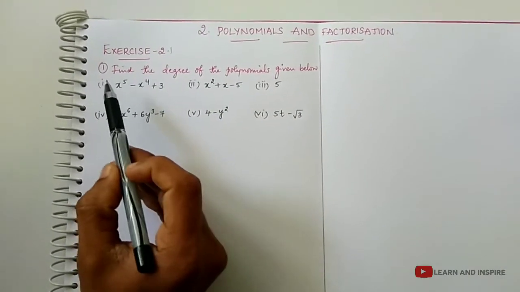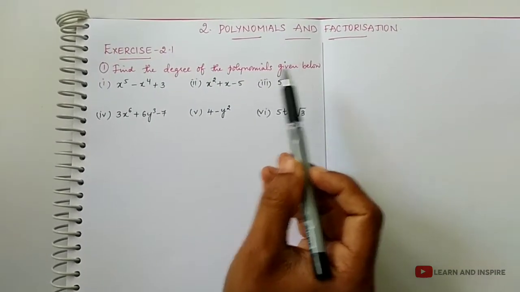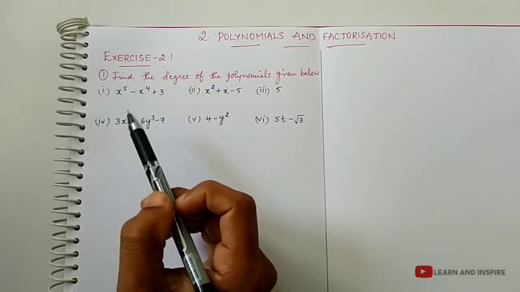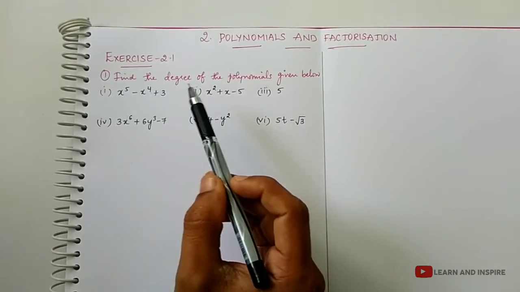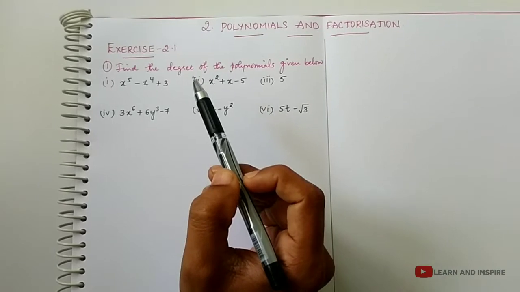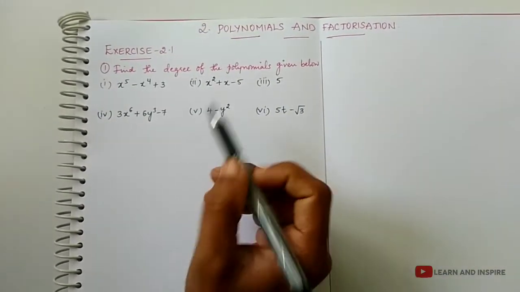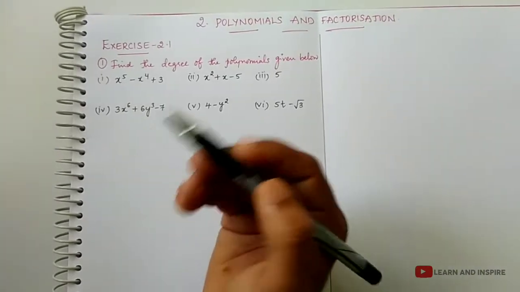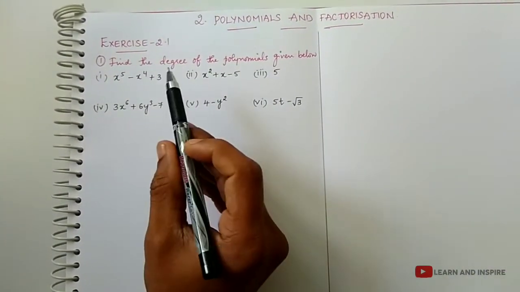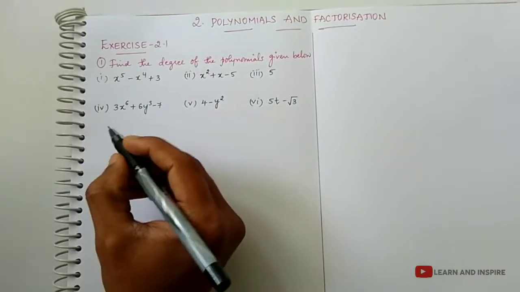Question number 1. So this is the first question. Find the degree of the polynomials given below. So here are the questions from question number 1. We have to find the degree of the polynomials. So what is the degree of a polynomial? The highest degree in the given polynomial represents the degree of the polynomial. So from the given polynomials, we have to identify the degrees.